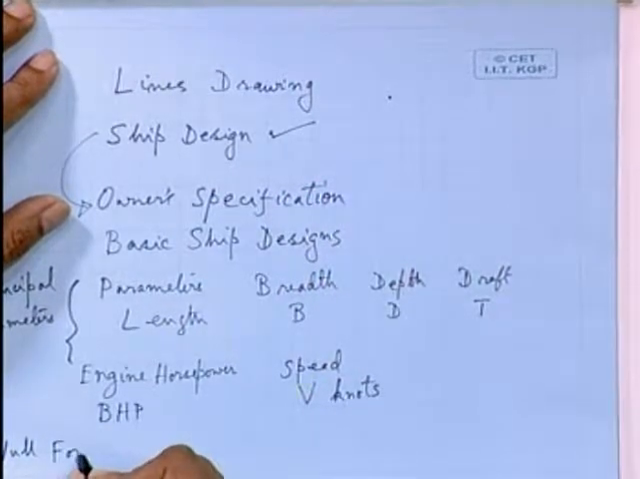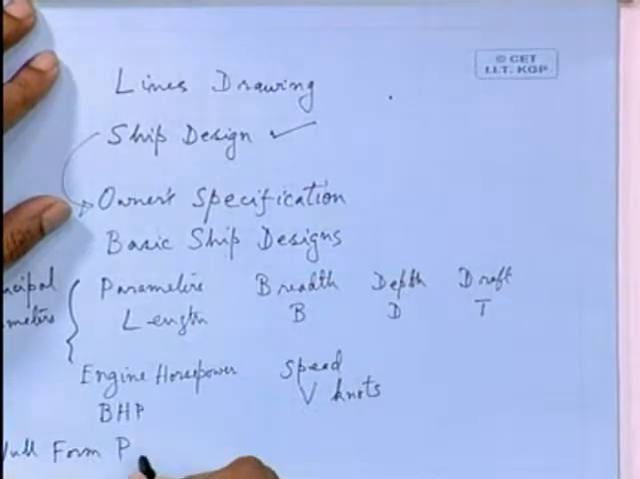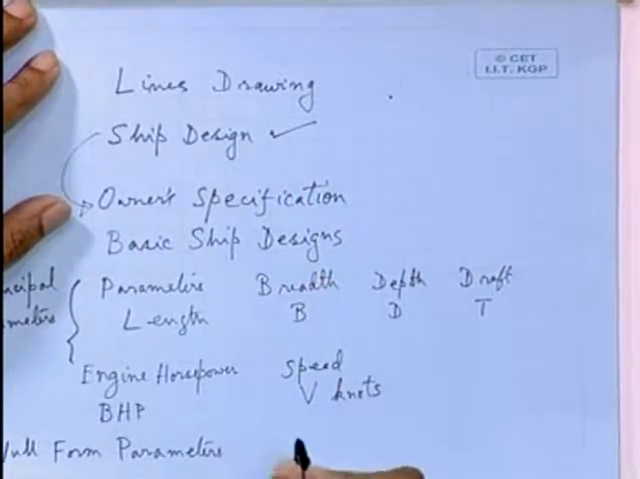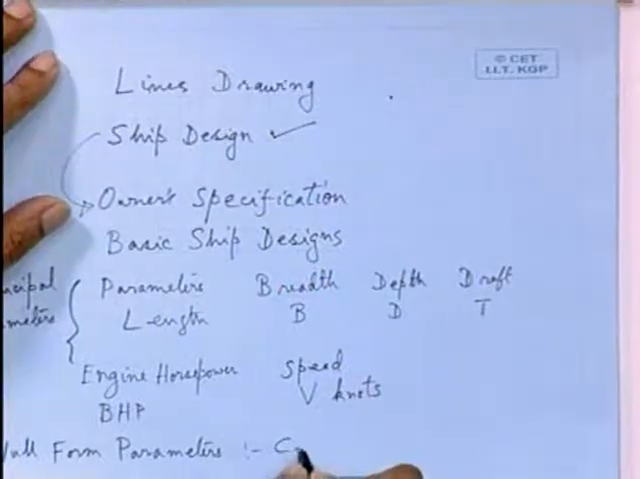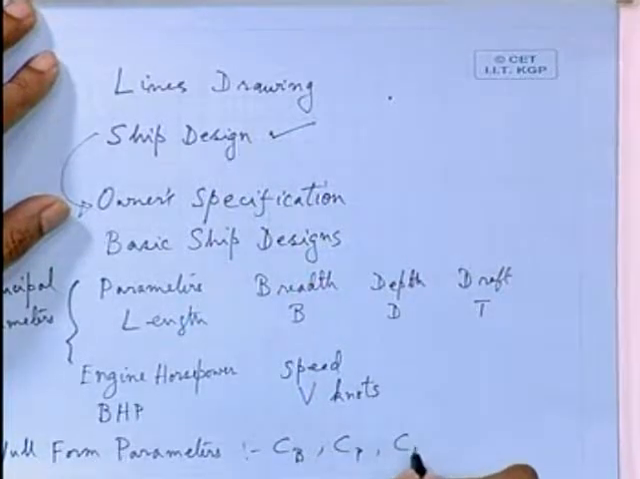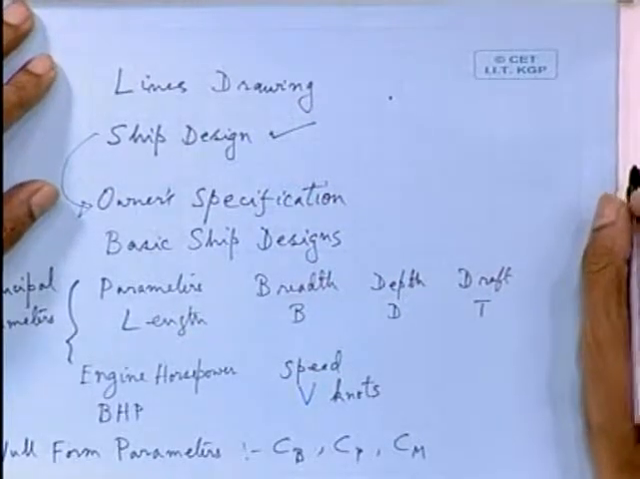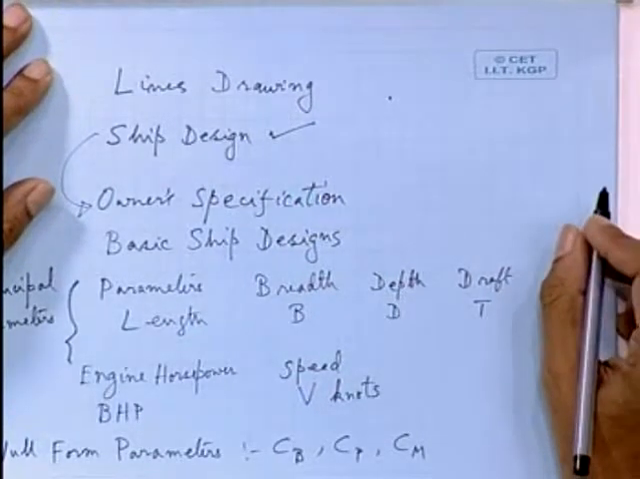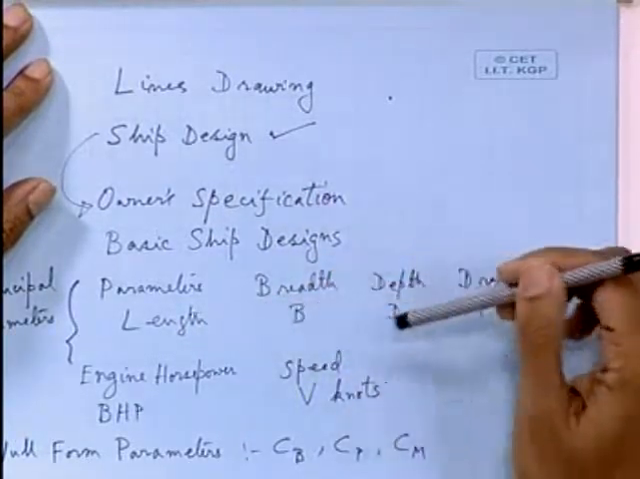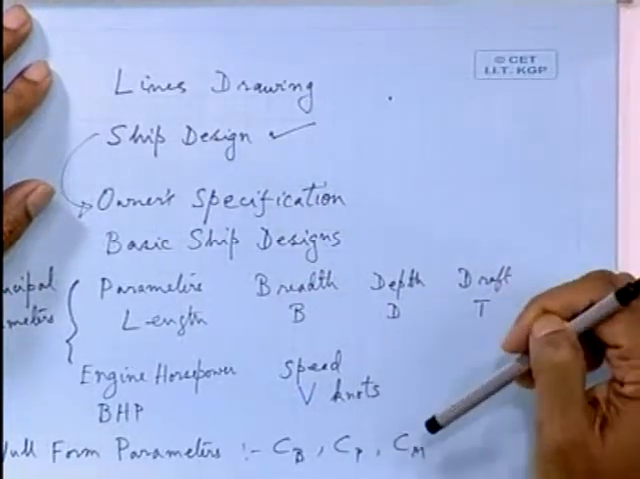Later on we will come across these when we do certain calculations, but they are also very important. Some of the hull form parameters are your block coefficient, that is CB, then you have the prismatic coefficient CP, then the midship area coefficient. So these are some of the hull form parameters. The basic question is that one has to decide on length, breadth, depth and draft, the block coefficient, prismatic coefficient and midship area coefficient.